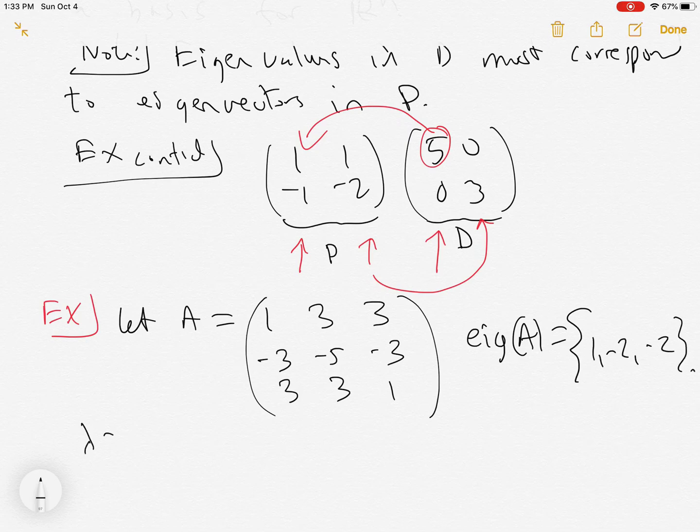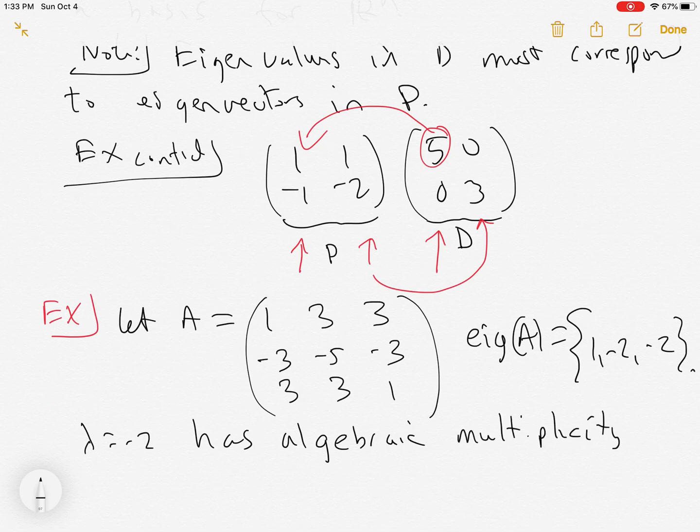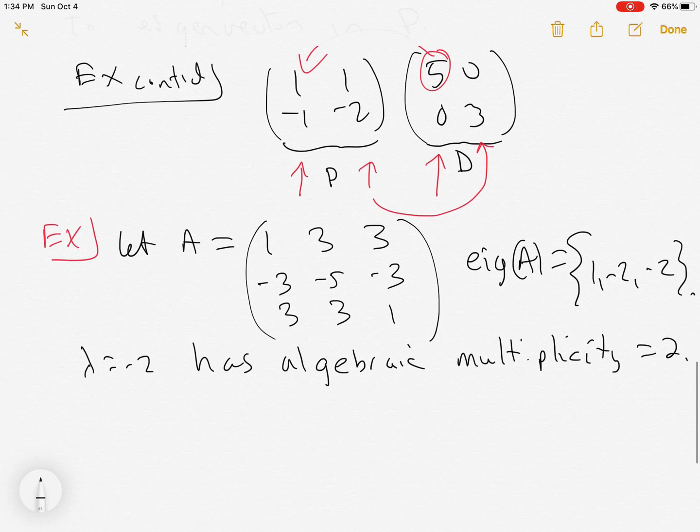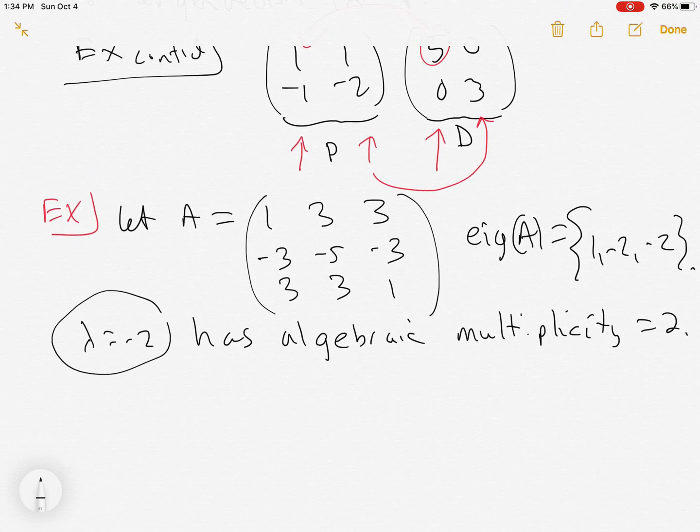So note that lambda equaling minus 2 has algebraic multiplicity equal to 2. Okay, and now for A to be diagonalizable, we have to have n equals 3 linearly independent eigenvectors. So if lambda equaling minus 2 is degenerate, in other words, its geometric multiplicity is strictly less than its algebraic multiplicity, this doesn't work. So we're going to explore that too in the homework problem.